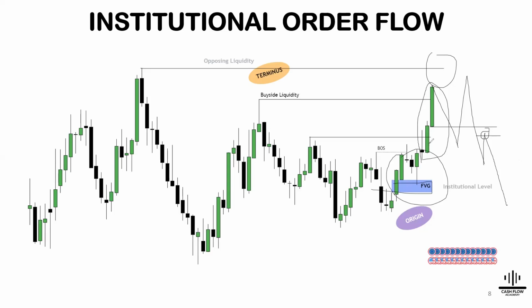So the first thing starts from what? Identifying the institutional order flow. And institutional order flow is not complete without knowing where the liquidity is. So it's all about knowing where the market is likely to go. All right, so let's move on.